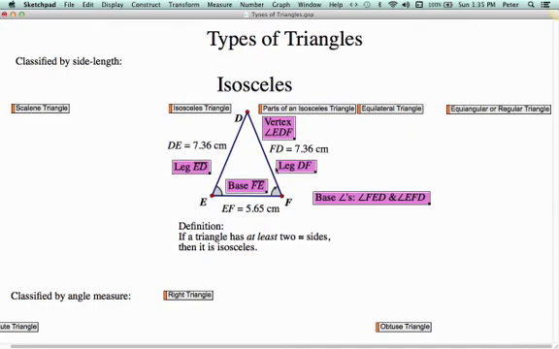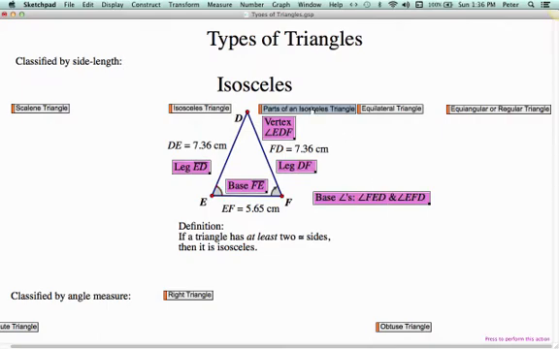Okay, now let's take a look at what some of the angles are called in an isosceles triangle. Well, we've talked about the vertex, but we also have two base angles. Angle FED and angle EFD are base angles of an isosceles triangle. They are opposite the two congruent legs. So we would say that ED is opposite angle EFD and DF is opposite angle FED.